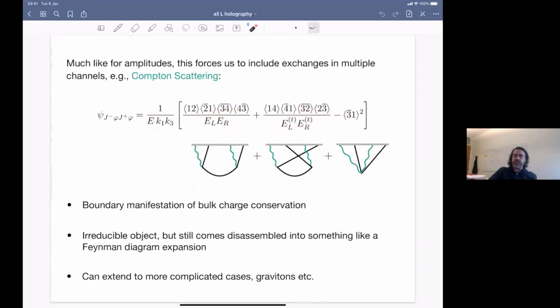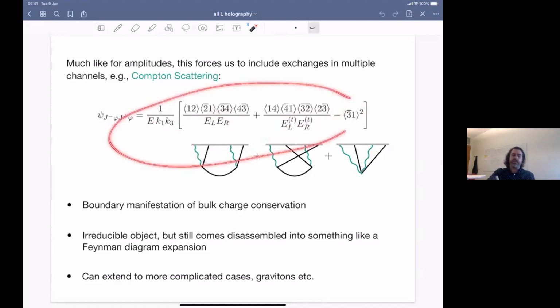And so it's kind of interesting because this is a way you could rediscover things like charge conservation or the equivalence principle purely from the boundary point of view. And it's kind of interesting because this is a completely irreducible object.